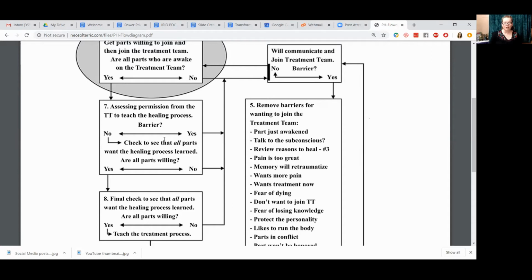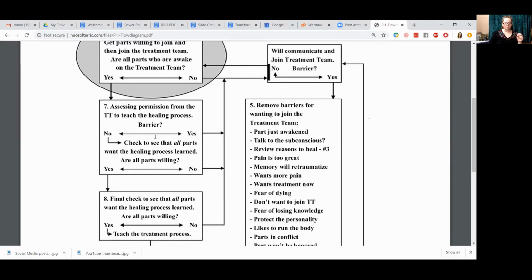And again, ask, are there any more barriers? And if barriers wake up, you go back to step 5 and remove these barriers. Go back and ask, is everybody on board? Are there any other barriers? Who might be afraid? Who might not want to join? Who just woke up? If you get a yes, go back to step 5. So making sure that all of the parts want this, because if there's any part that doesn't want it, the whole process is stopped. The entire process is stopped.